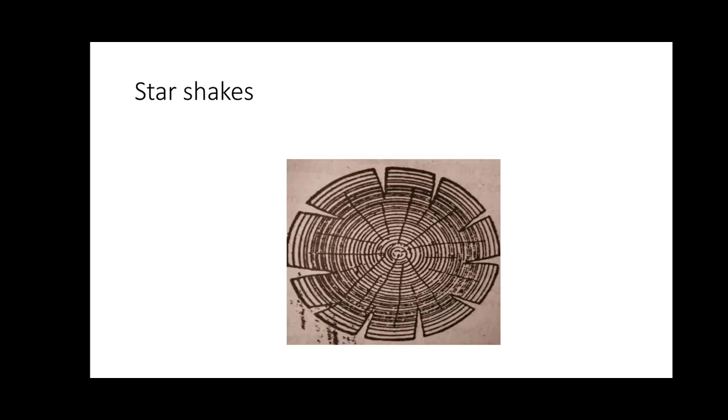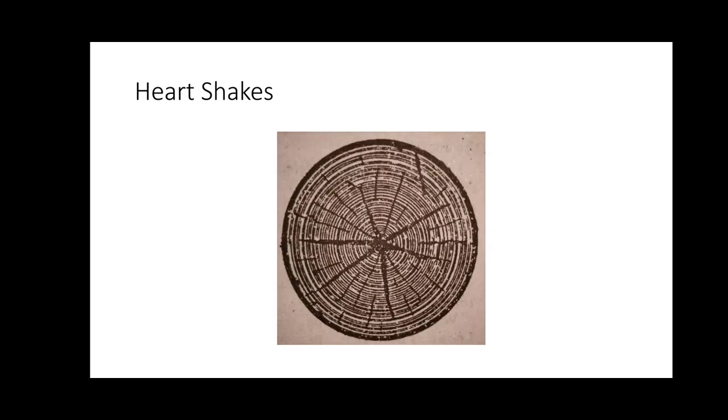First, we would like to discuss the star shakes. These are radial splits wider on the surface of the tree and becoming narrower as they move towards the center. They are caused by severe frost or by severe heat of the sun. You can see the picture. It is like a star, that's why we call it star shakes.